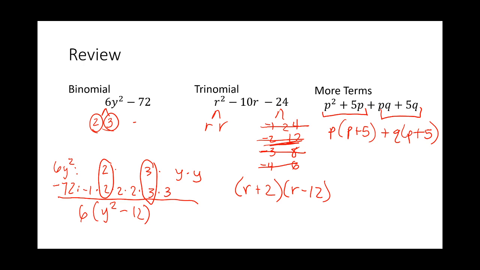Now I want to see what things those two terms have in common. Looks like they have a p plus 5 in common, so I'll group that together. Then my leftovers are this p and this q. So there we go. That's my answer. P plus 5, P plus Q.